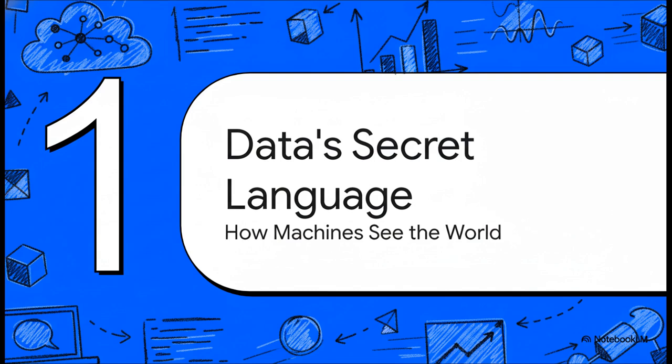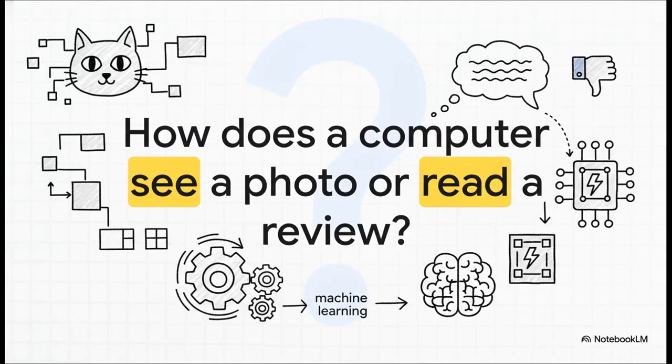Okay, so the whole journey starts with the most fundamental thing there is, data. Before a model can learn a single thing, we have to figure out how to translate our complex world into a language a computer can actually understand. Just think about it for a second. How does a machine, a thing that only really gets logic and electricity, process something as rich and nuanced as a photo of your cat or a really sarcastic product review? The answer to that is kind of the first big secret of machine learning.